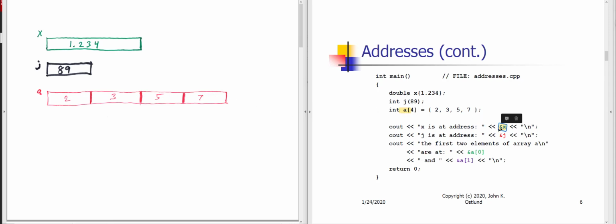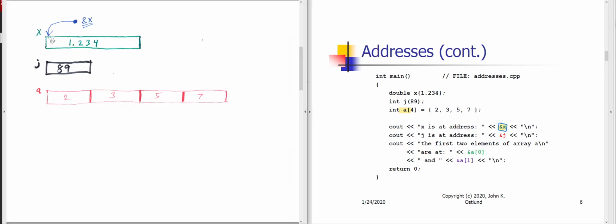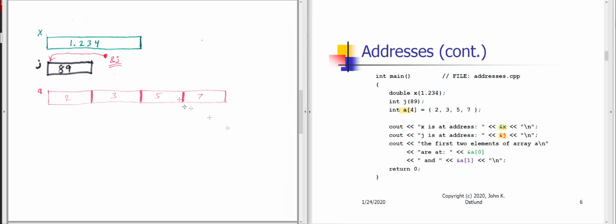When I ask for the address of X, what I'm going to get is the memory address of the first byte of that 8-byte thing called X. Then when I move on and ask for the address of J, I'm going to get the address of the first byte of that int object J.